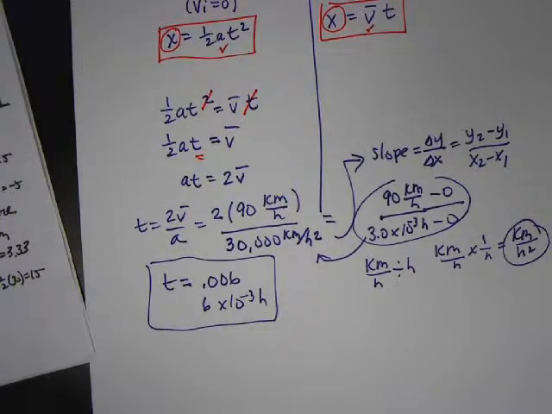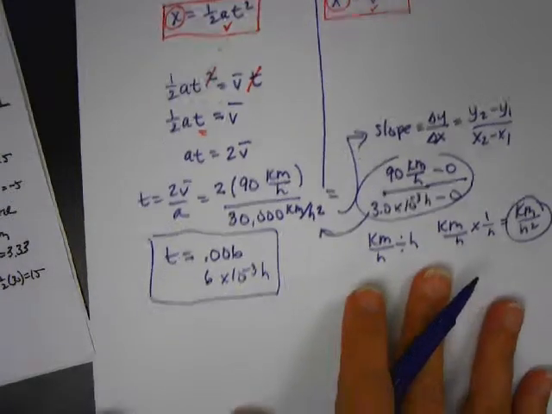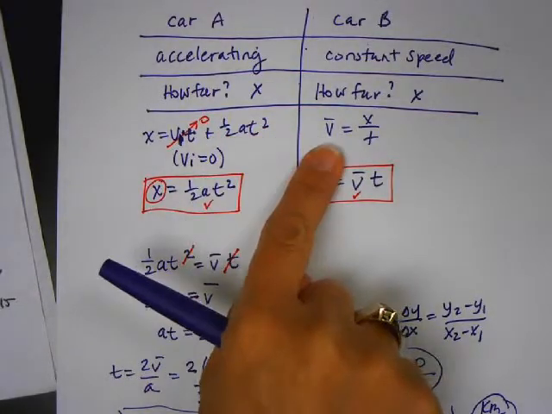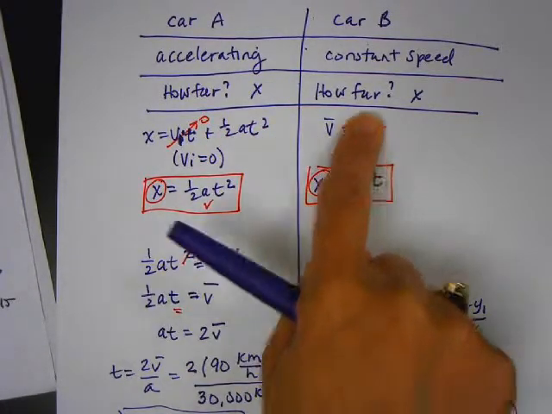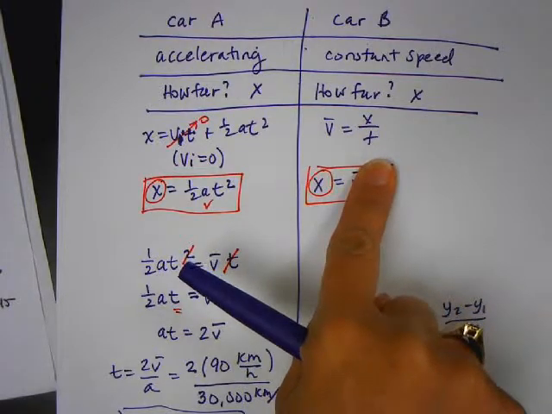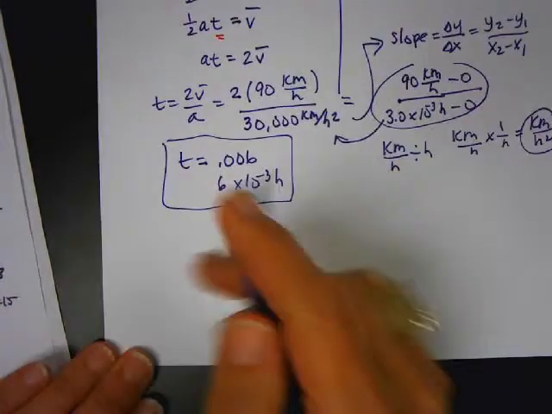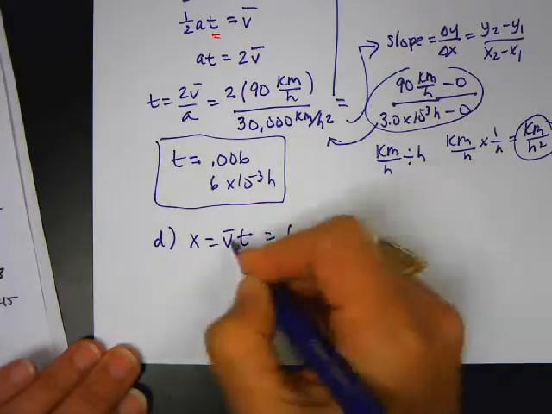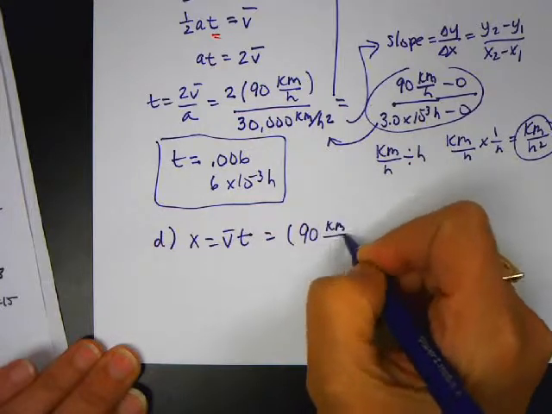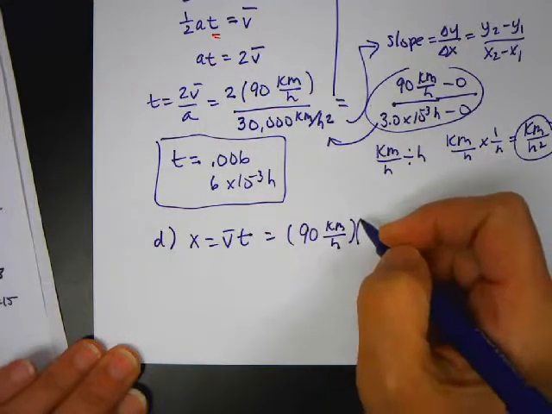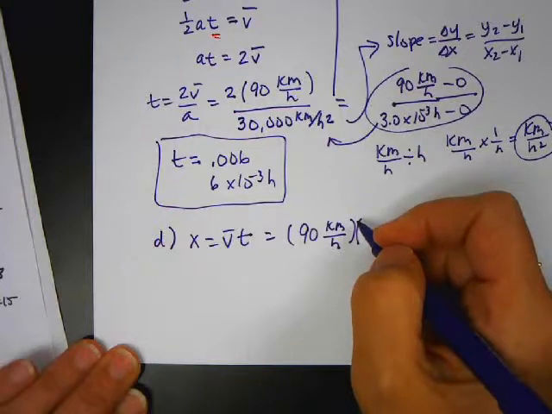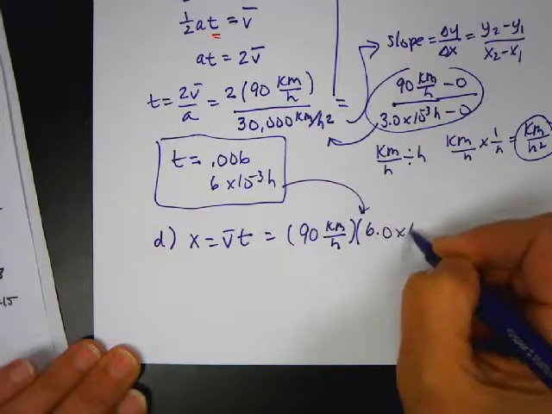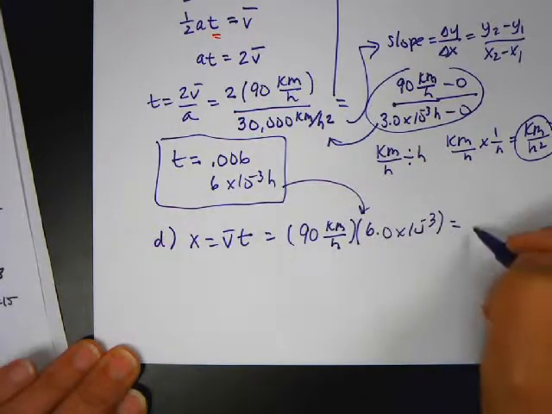Then part D says, how far have each of the cars traveled when they're side by side? So you could take either one of these equations and substitute in the values that you just found for time. Well, obviously this equation is much, much easier. So I would do that one. So for D, I would say x is equal to v times t. So the speed is 90 kilometers per hour times the time, and this was my time I'm going to put in here, 6.0 times 10 to the negative 3, and then I figure out how far they went.